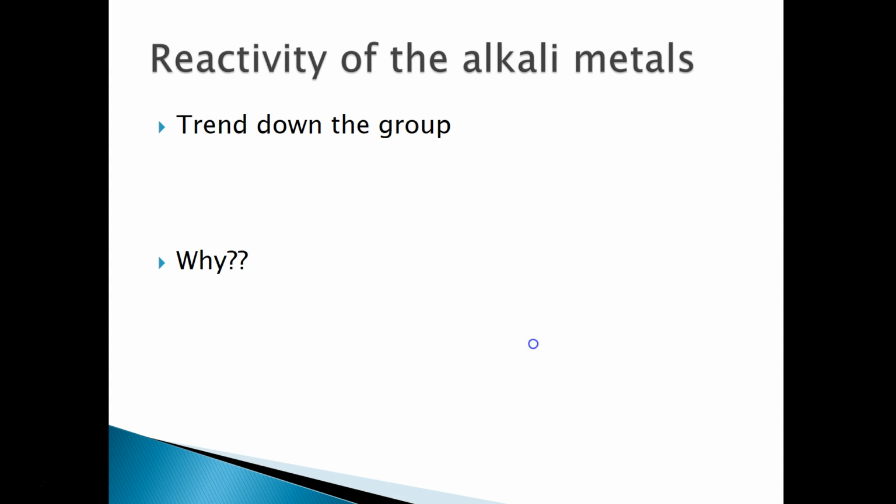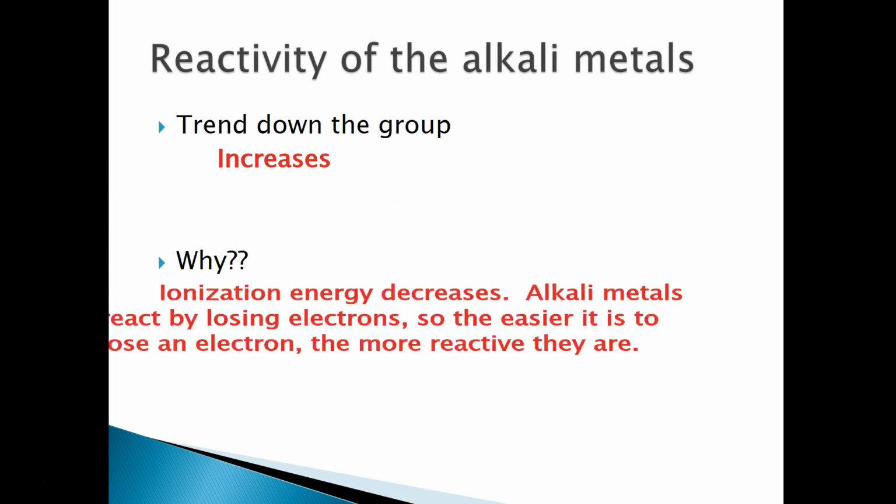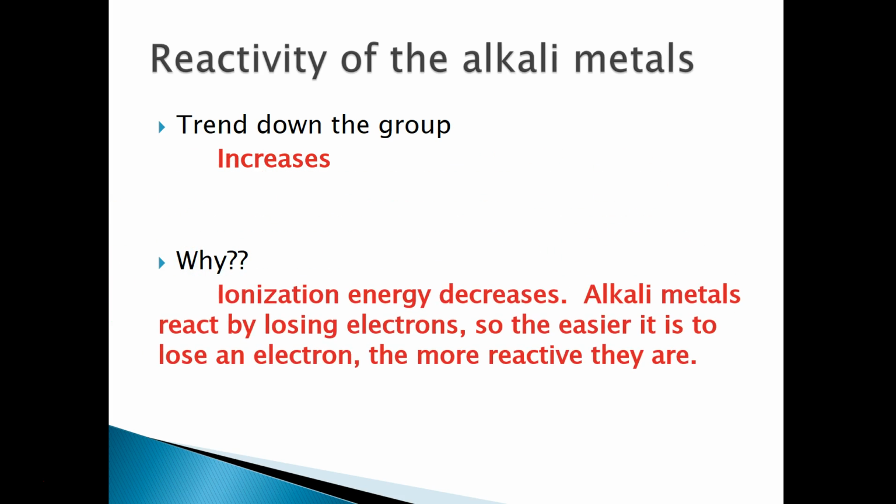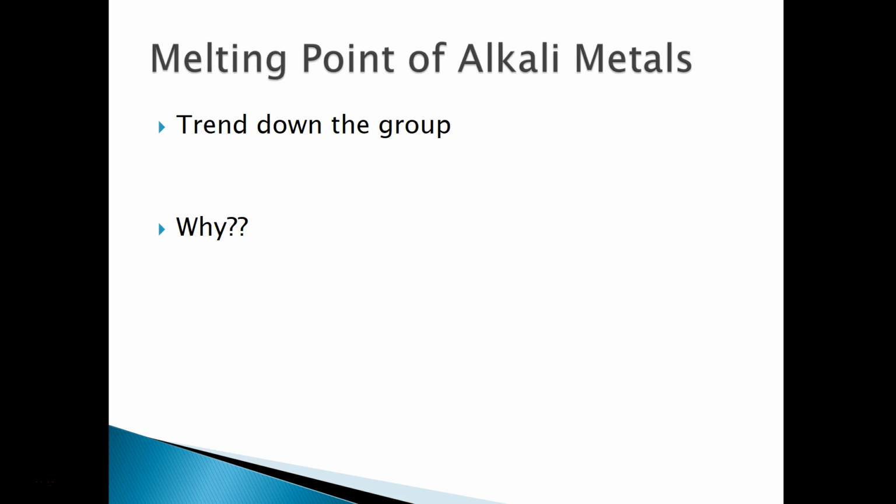Now the trend in reactivity down the group is one of increasing. The trend increases going down the group. The reason why has to do with ionization energy. As we go down the group, ionization energy decreases, meaning it's easier to remove an electron from those atoms. So since these metals react by losing electrons, the easier it is to lose the electron, the more reactive they become. And we'll also talk about the melting point of alkali metals.